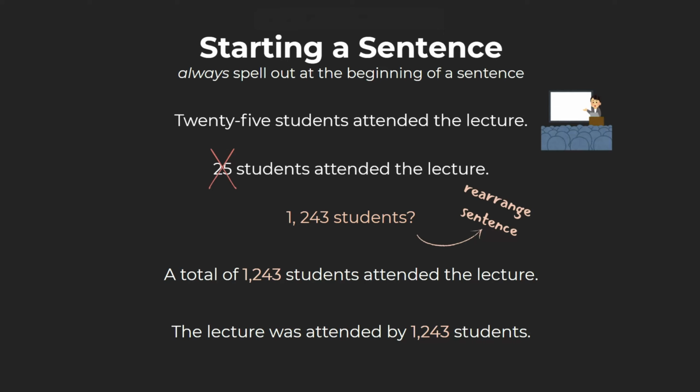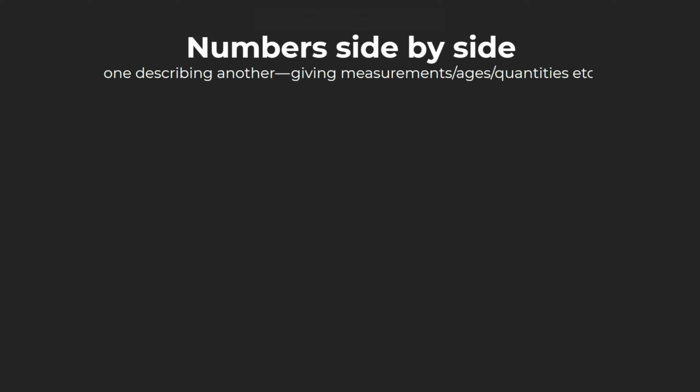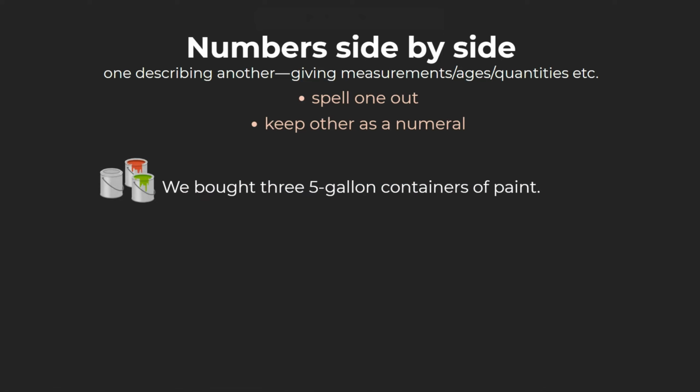Next, we'll discuss what to do when two numbers appear side by side in a sentence. This often happens when one number describes another, such as when giving measurements, ages, quantities, etc. In these cases, to avoid confusion, it's a good idea to spell out one of the numbers and keep the other as a numeral. For example, we bought three 5-gallon containers of paint. Notice that three is spelled out, but 5 remains a numeral to help the reader quickly understand the measurement.